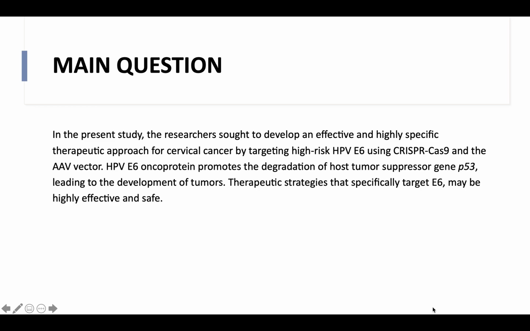The main question of this research was to find an approach on cervical cancer without any harm. By combining cervical cancer cell lines engineered to constitutively express Cas9 and an adeno-associated virus vector carrying a single guide RNA targeting E6, the present study sought to investigate the effects of this novel therapeutic approach on cervical cancer HPV E6 oncoprotein, which promotes the degradation of the host tumor suppressor gene P53, which then leads to development of tumors. Therapeutic strategies that specifically target E6 may be highly effective and safe.